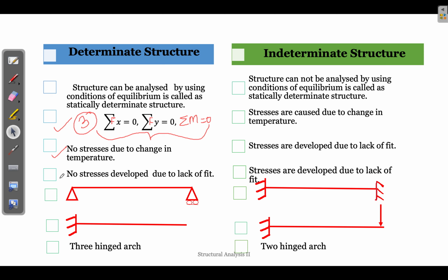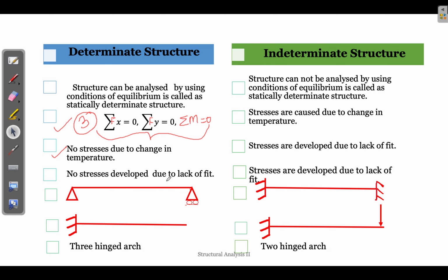And then the third point, no stresses will be developed due to lack of fit. Okay, suppose this is a beam, and if there is some joint displacement, this is going down by some distance. So if there is a lack of fit, because of that there will not be any stresses in the member. Okay, so that is our point.